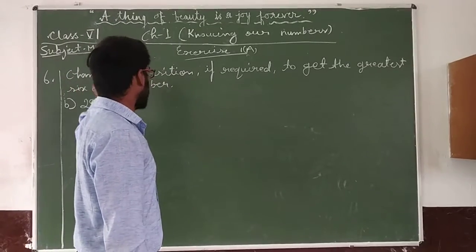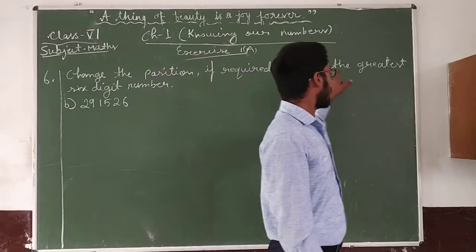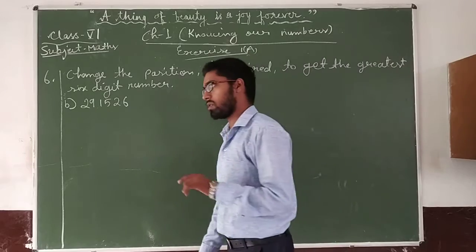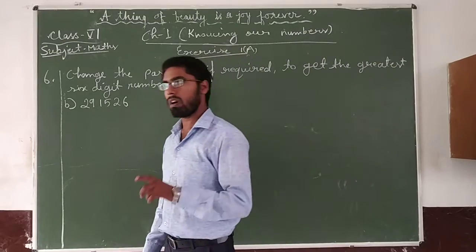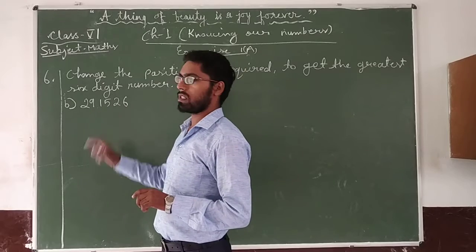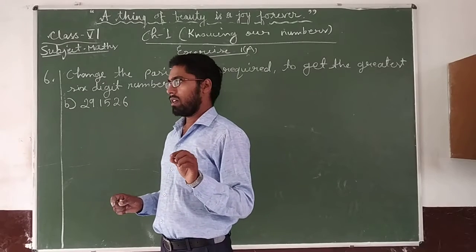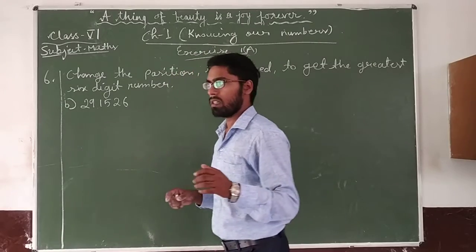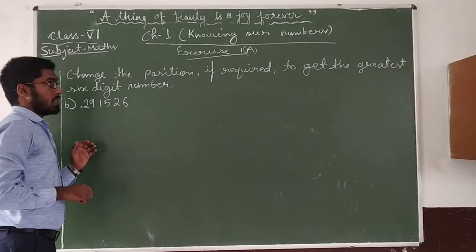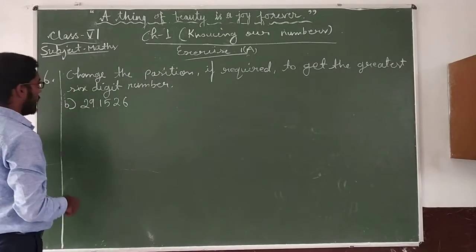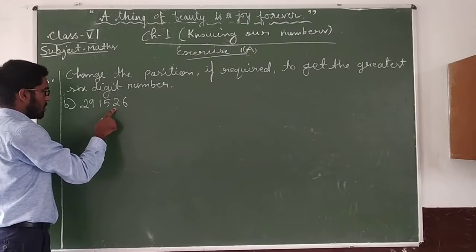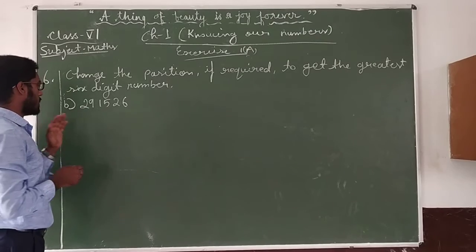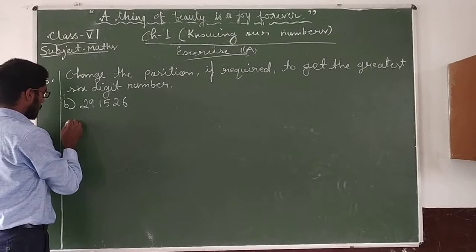Question number 6. Change the position if required to get the greatest 6-digit number. So here you will write a 6-digit number. So first count how many digits you have. 1, 2, 3, 4, 5, 6. Okay, the step is very easy. Change the position, because you have to write the greatest number, and you can see this number is not greatest. So what will you do? When you change the position of its digits, then you will get the greatest number.